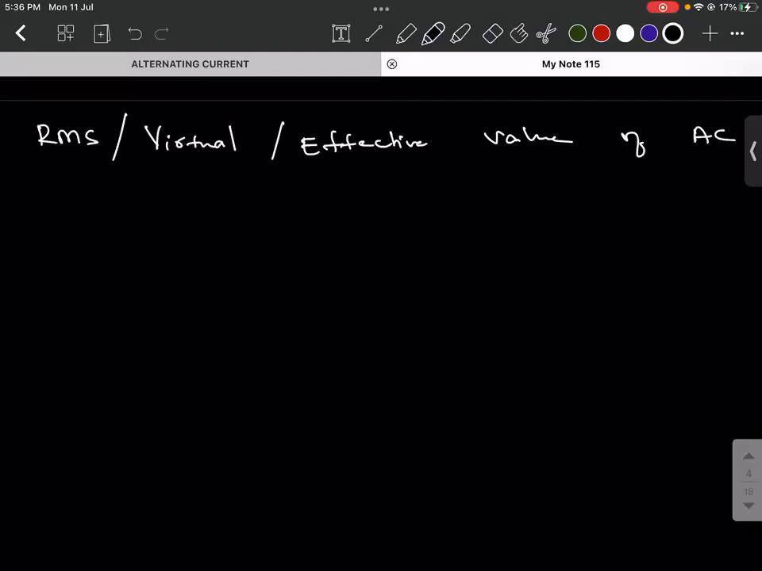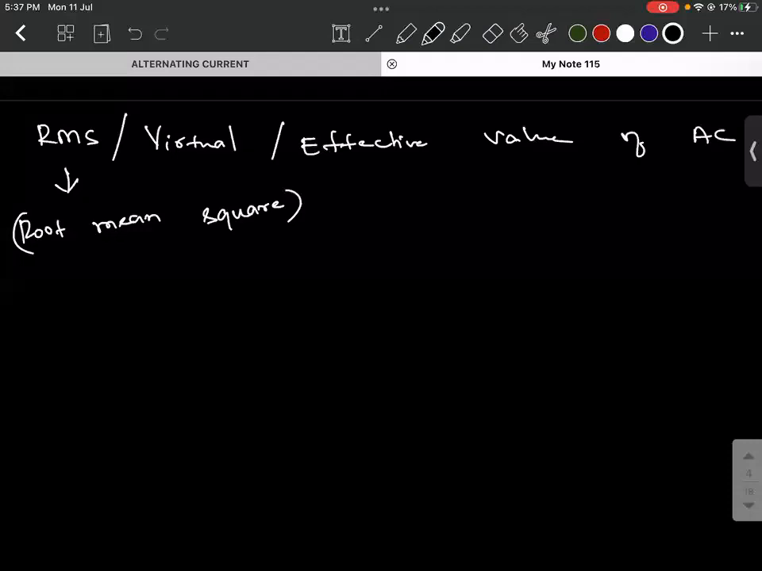You have to tell me what is RMS. You would have learned it in kinetic theory of gases. Root mean square. Here you are using the word root. What root does it represent? Is it a square root, cube root, fourth root? It's the square root, correct answer.